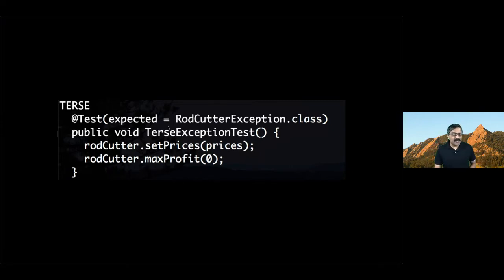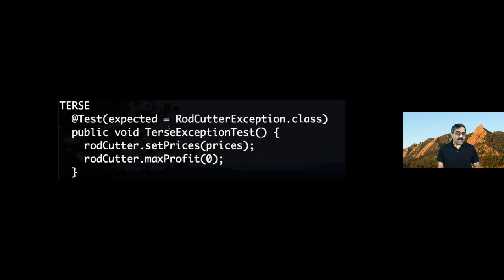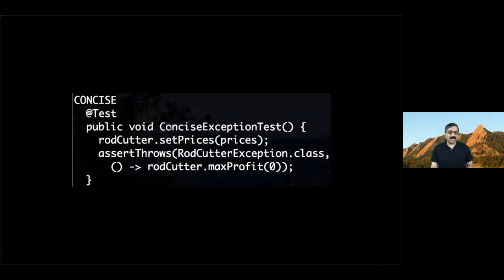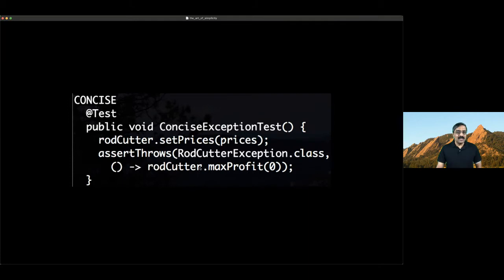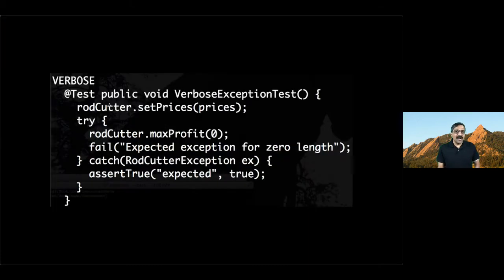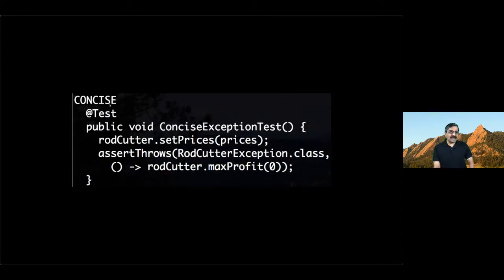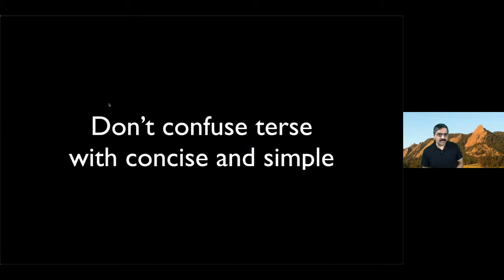Well, how do I write it then? I would go back and write it in the verbose mode if that's the only option I have, or I may choose a different solution like an assert throws. This to me is concise versus terse versus verbose. I always want to look for not a terse solution, but a concise solution. That is something we need to really focus on. So don't confuse terse with concise and simple. We want to make things concise as much as we can.